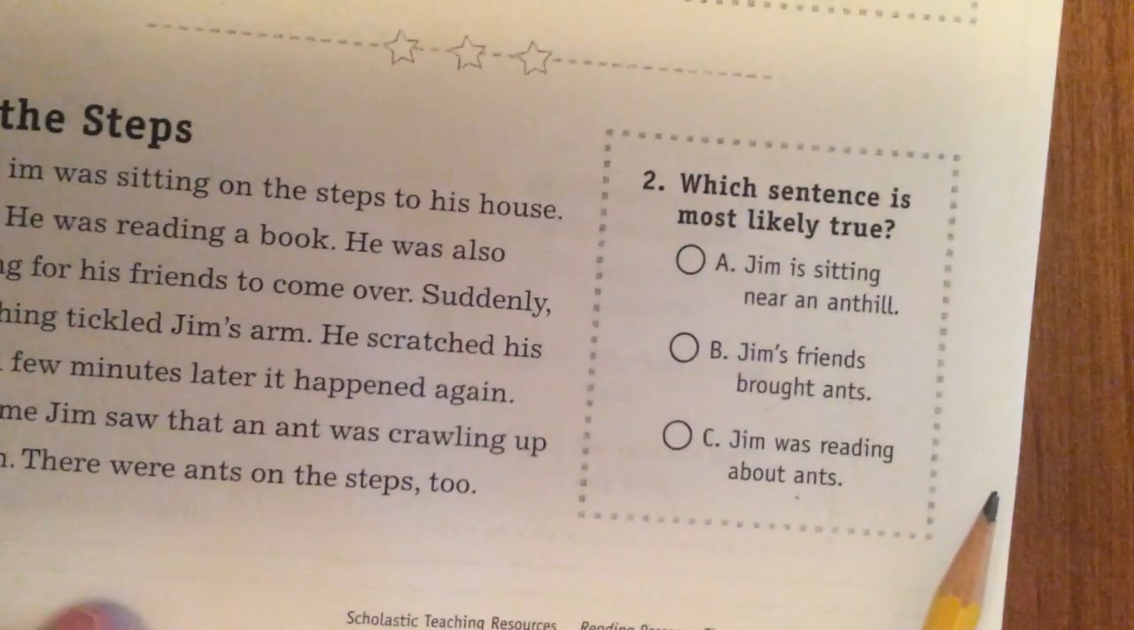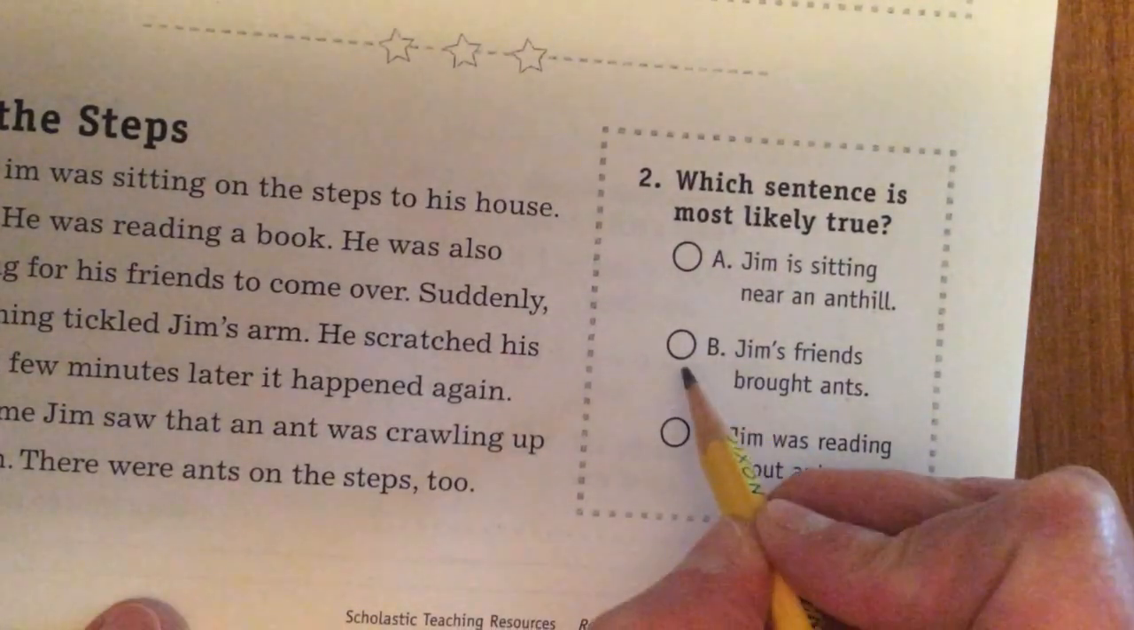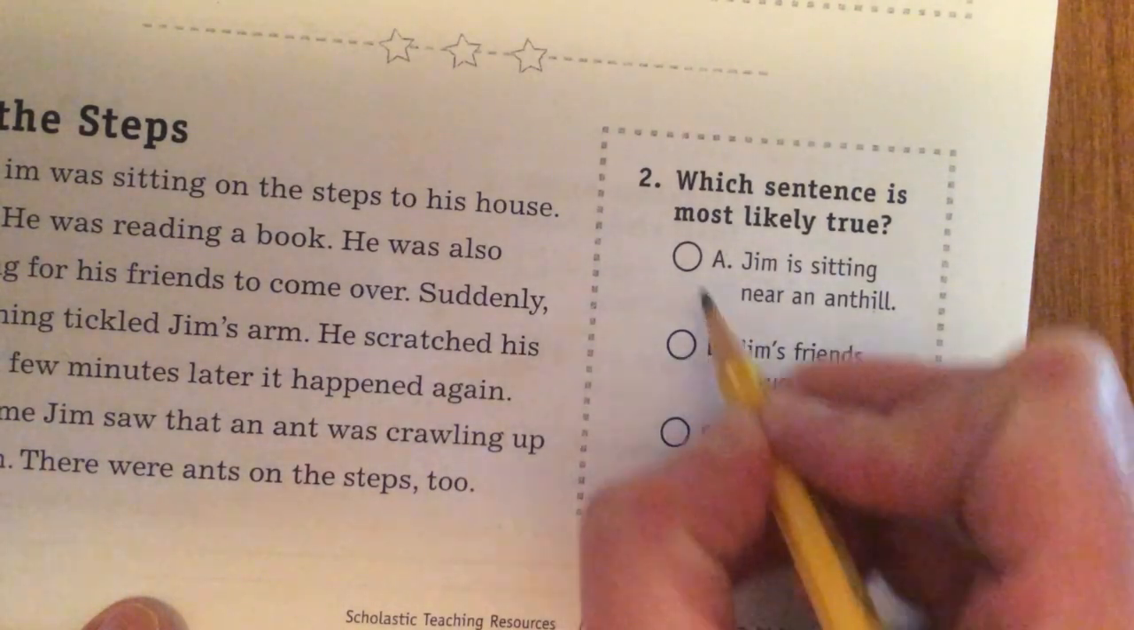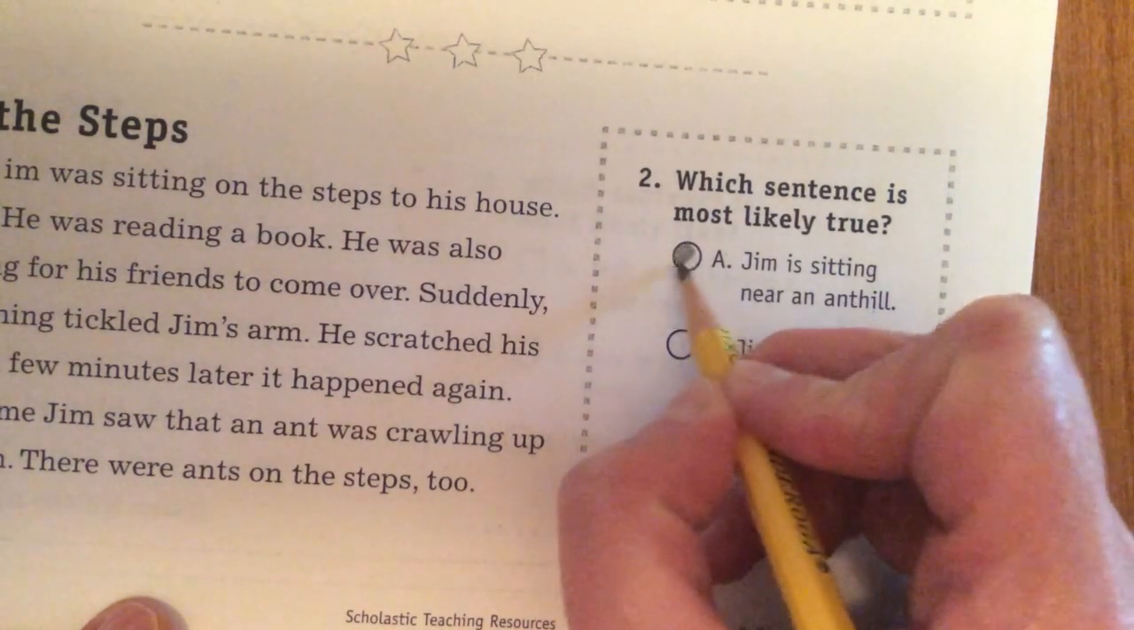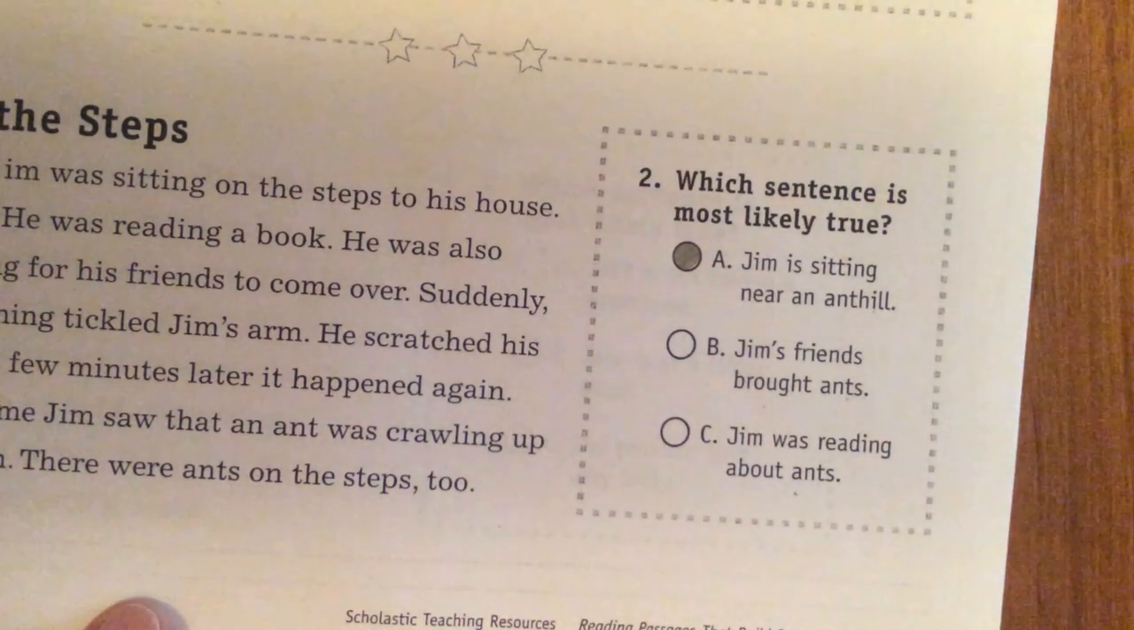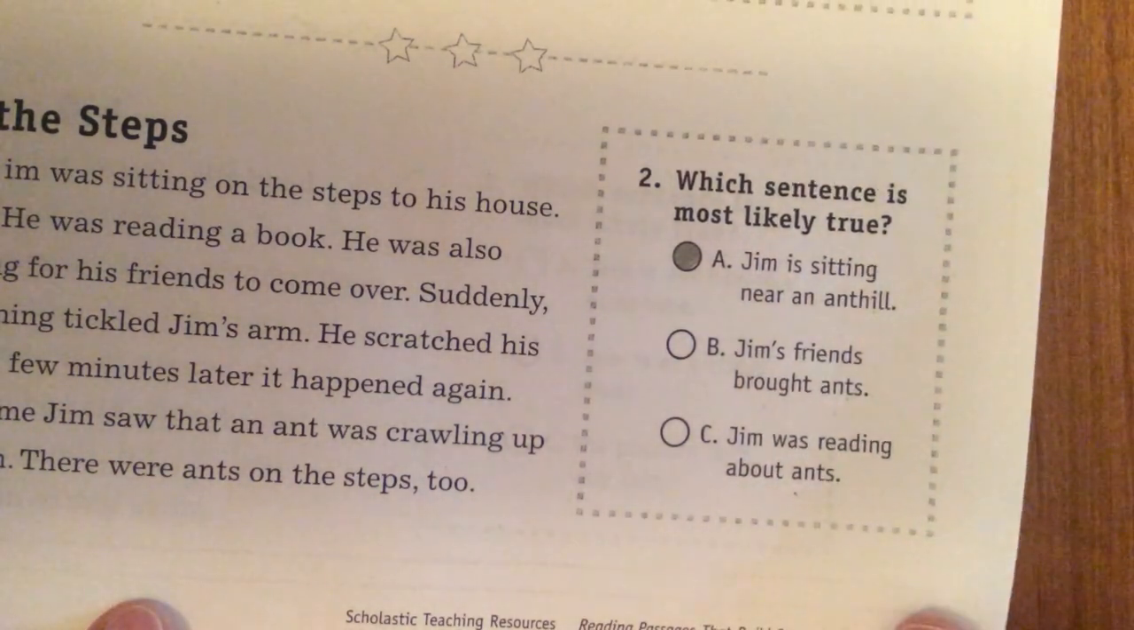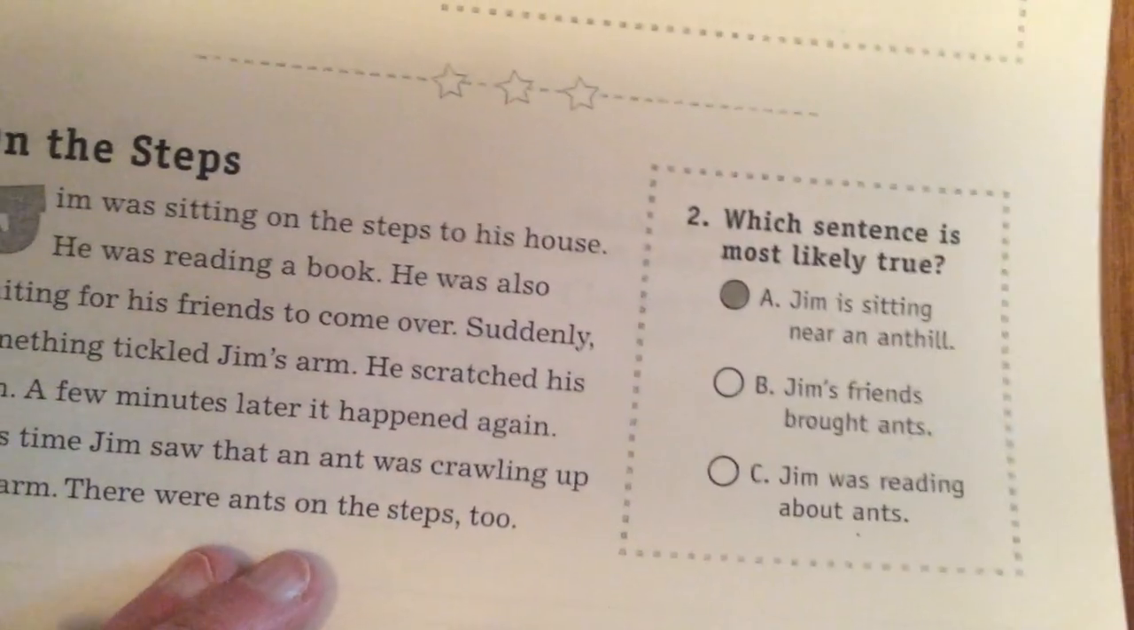So you know you have to make an inference, and you can infer that Jim is sitting near an anthill. That's the only way that ants would crawl up his arm, right? So you just made an inference. Okay? Pretty easy, huh? All right, we have a couple more.